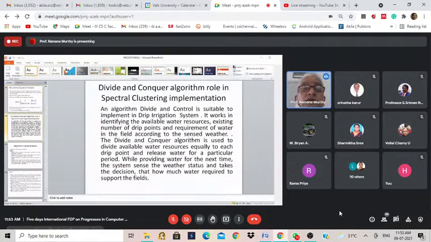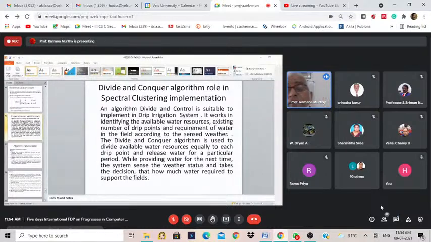The divide and conquer algorithm can be applied to a clustering implementation. Therefore, the divide and conquer algorithm is suitable to implement a drip irrigation system. It works by identifying the available water sources, the existing number of drip points, and the requirements of the field according to the sensed weather. The divide and conquer algorithm is used to divide the available water resource equally among each sub-drip point and then release water for every particular period.